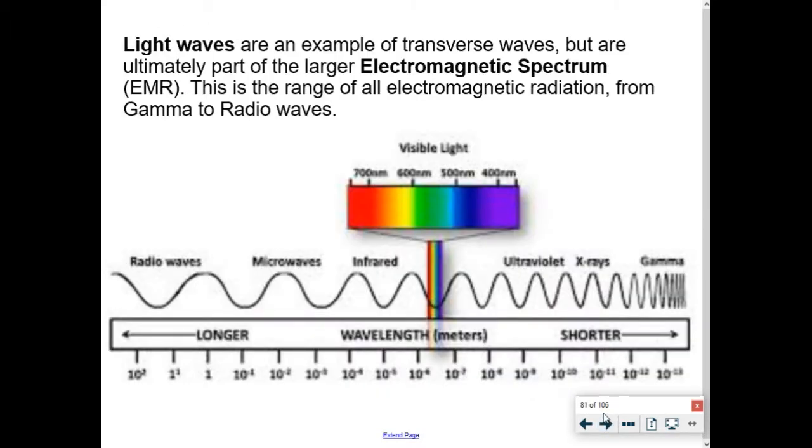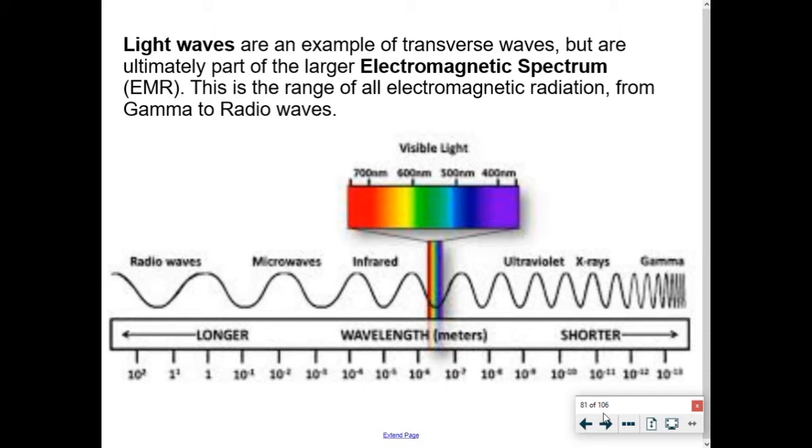There are other waves that don't require a medium to travel through. Now, we're going to spend an entire unit on this in Physics 30, but anything that's part of the electromagnetic spectrum is a wave that does not require an actual medium to travel through, because it's not like there's particles bumping into each other. Waves can actually travel through literally nothing.